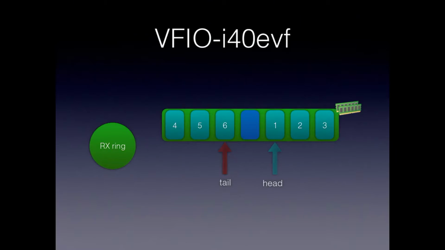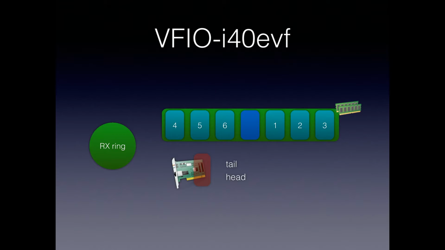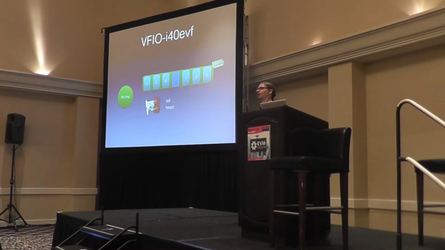Now the problem is that both the head and the tail are part of hidden state in the card. So yes, you can write the tail. When you read the tail, you get a bogus value on the I40E VF, and you can't even access the head at all. It's completely hidden. You can't read or write it.